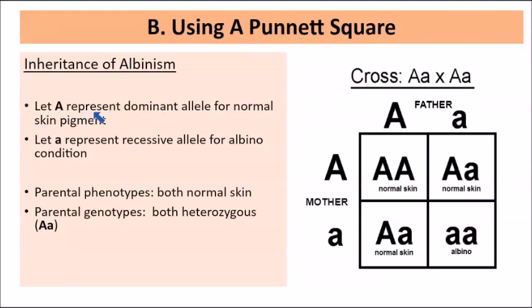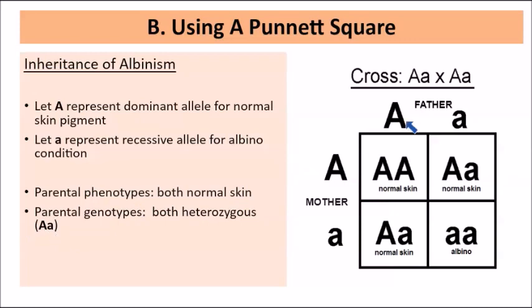So we have our information set out: which allele represents the normal skin pigmentation, and which allele represents the albino condition. The information we have is the parental phenotype, so both of them have normal skin, and the genotypes, both of them are heterozygous for this normal skin. So they have one dominant allele and one recessive allele.